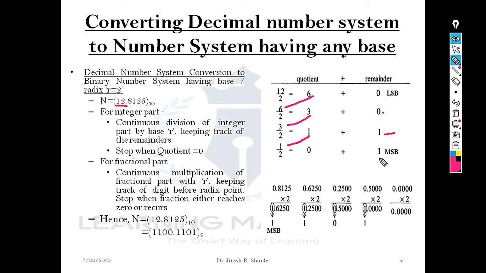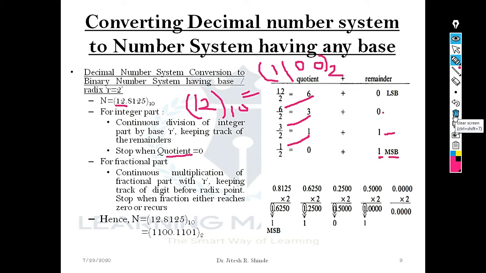This last remainder we are getting is our MSB. We stop when the quotient is equal to 0. So 12 decimal, our answer in binary number system is 1100 base 2.